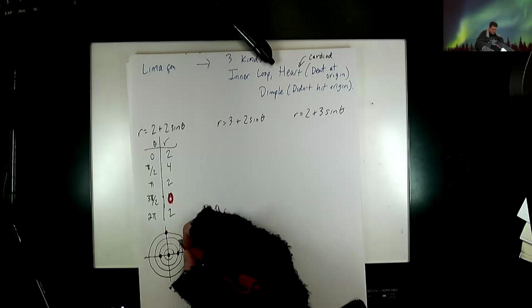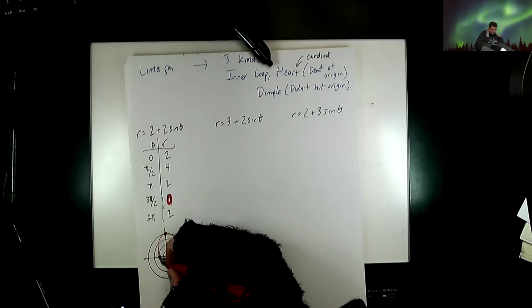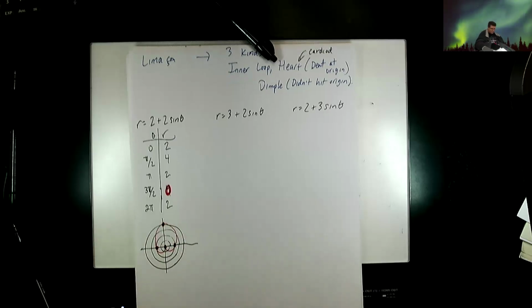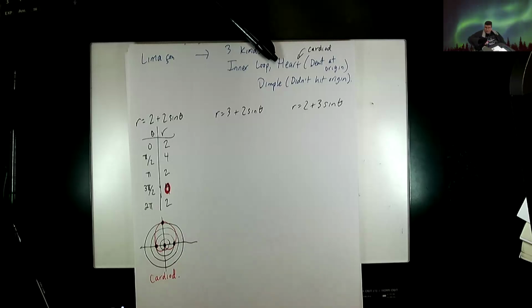So it looks like it's doing this. Comes down, hits there again, does something like that. So this was a cardioid. My noodle was baking there. I'm like, what is going on here?